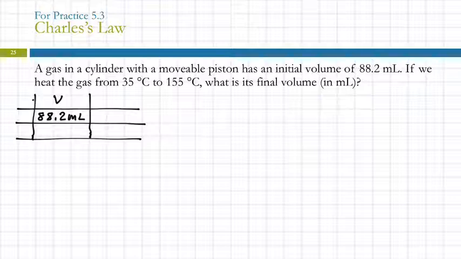So volume of 88.2 milliliters, and we're heating the gas from 35 to 155. So it starts out at 88.2 and 35. So those two go together, so I want to put those together on the same row. This is a temperature, and it's going from 35 to 155. Is degrees Celsius a unit that we can use here? No, we have to convert this to kelvins.